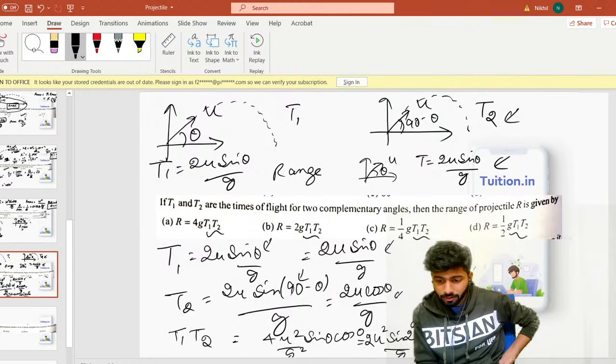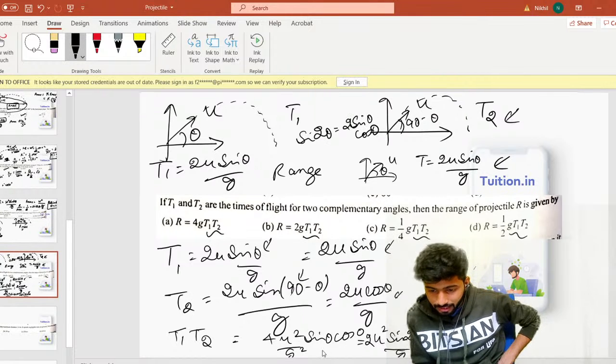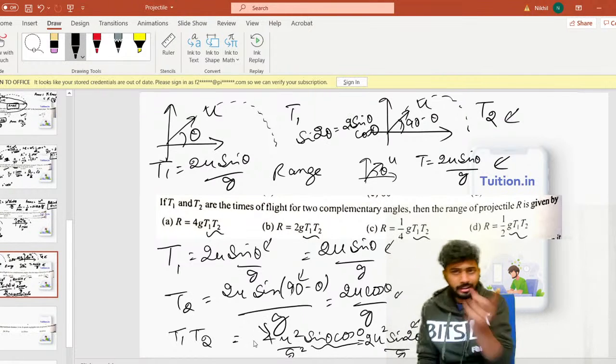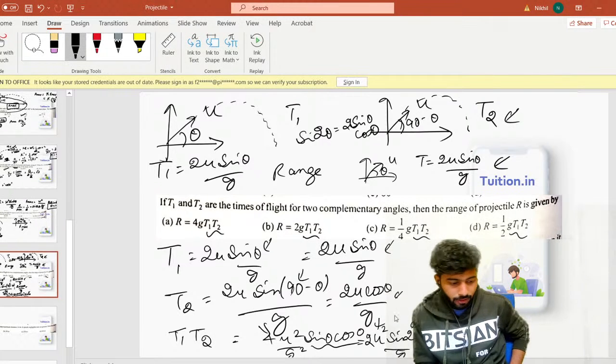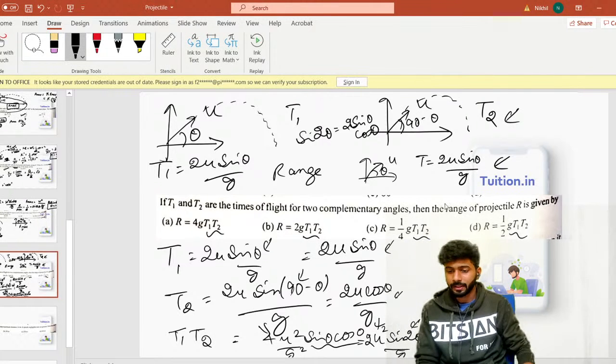How did I get this sine 2 theta? You know the formula, right? Sine 2 theta is 2 sine theta cos theta. So I extracted 2 sine theta cos theta from here. That will leave me with an extra 2. That's why you have a 2u square sine 2 theta by g, right?